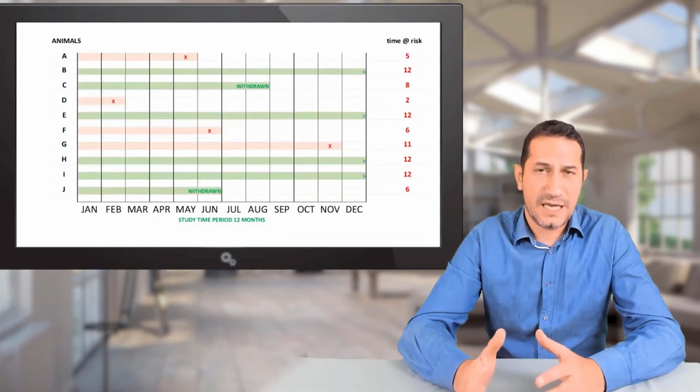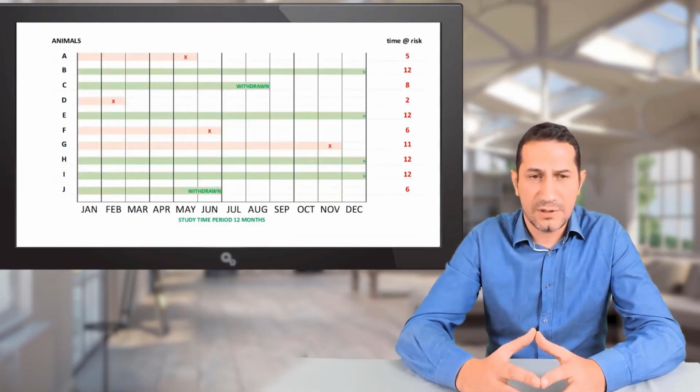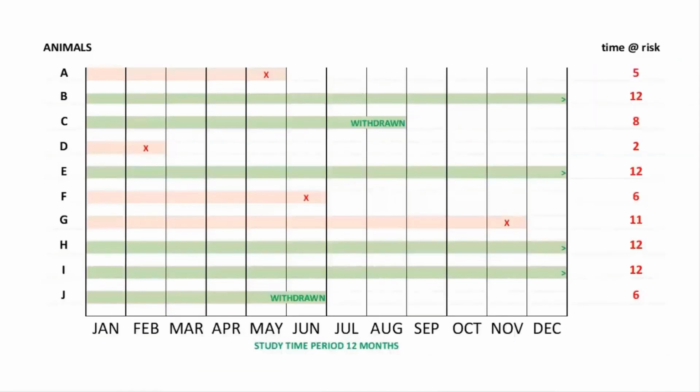And let's see the cases here. We construct a table with the number of months, and let's say animal A had the disease at the 5th month, in May, and then animal B survived all along the study. Animal C was removed from the study. Animal D had the disease in the 2nd month, February. Animal E lived all throughout the study, and we don't know if the event has occurred beyond the year because that's our time scale.